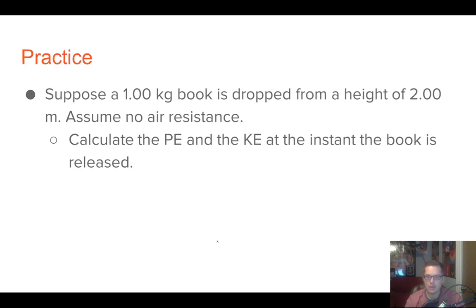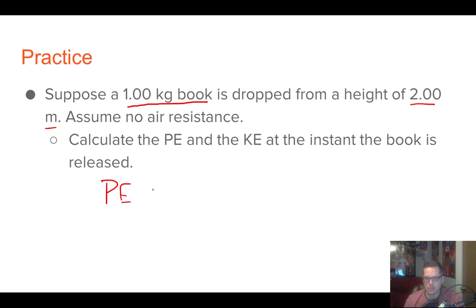Okay, so let's do a couple ideas here. Let's say we have a 1.00 kilogram book, and we're dropping it from a height of 2 meters. Assume no air resistance, thank goodness. We need to calculate the potential and kinetic energy at the instant the book is released.